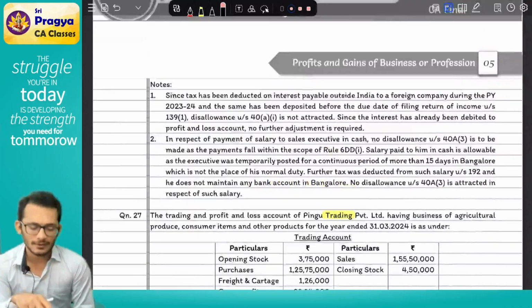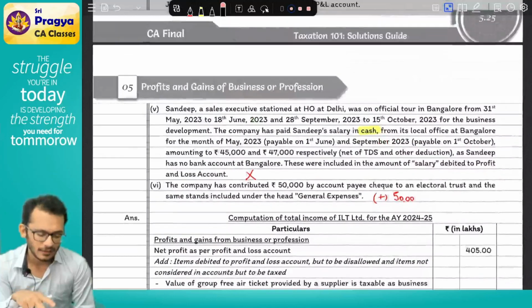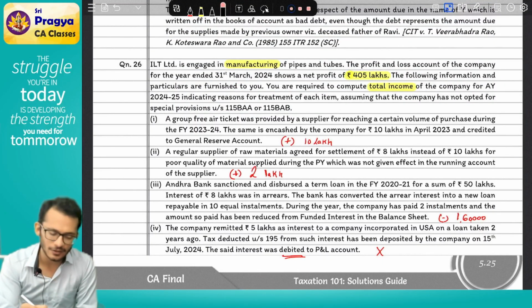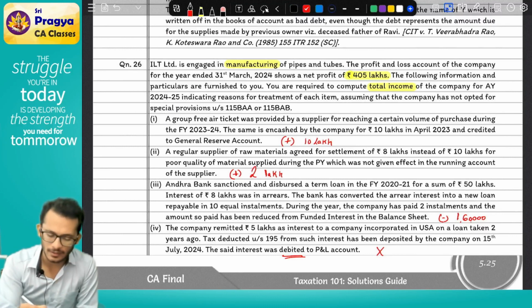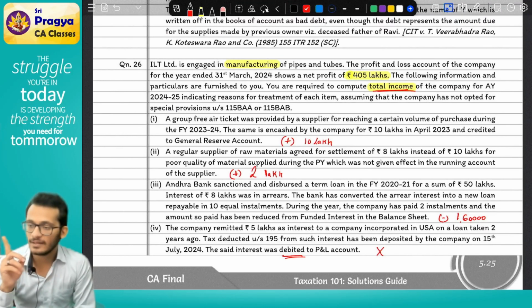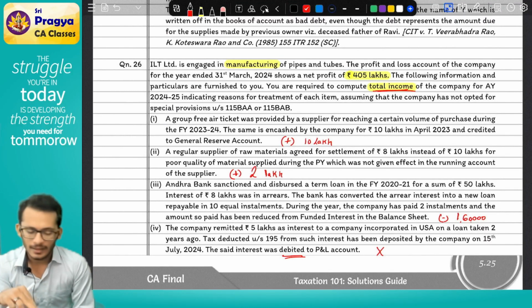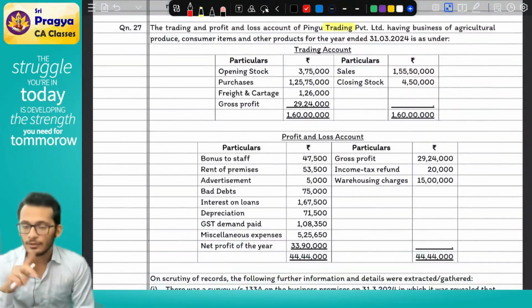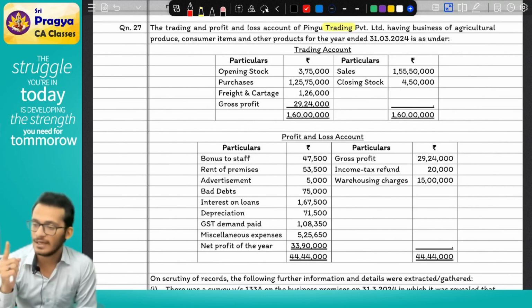Now in the earlier question, if you notice, I did not have to do it, because the moment I started the question, the first line itself said you are required to compute the total income, which means the requirement of the question was there in the first line itself. So I didn't have to worry. In this question, is the requirement given to you? No. So what I'll do is I will ignore the table and directly jump to the last line.